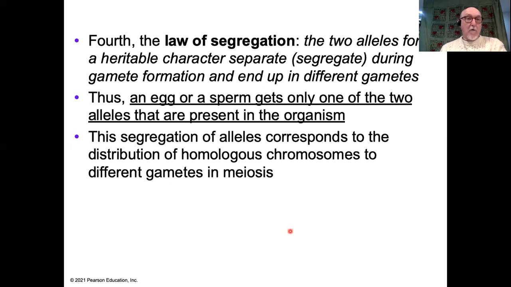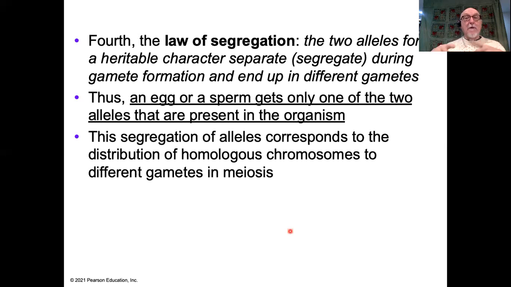So the fourth law that he observed is the law of segregation. And that is the two alleles. Remember, in every organism, we have two alleles on the homologous chromosomes. They will separate during reproduction, so that only one is present in the gametes. So in egg and in sperm, there is only one of the chromosomes, either the maternal or the paternal chromosome. That is the law of segregation.